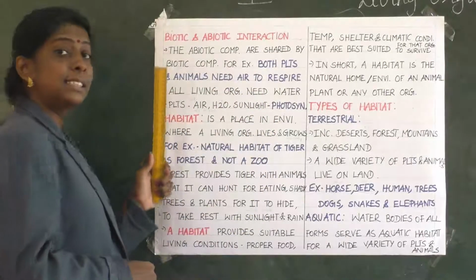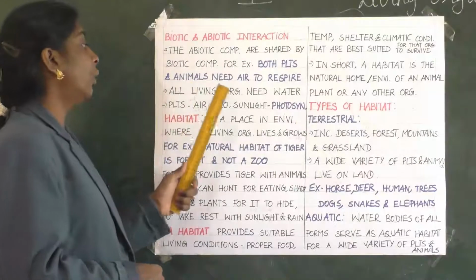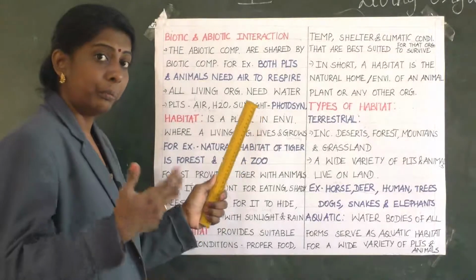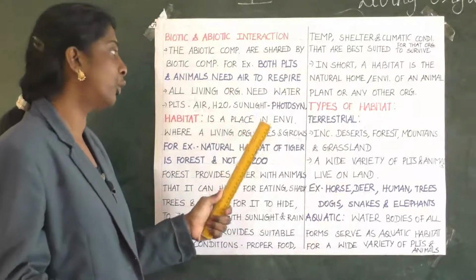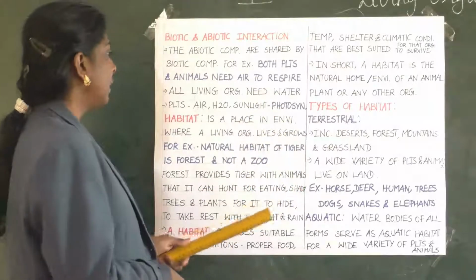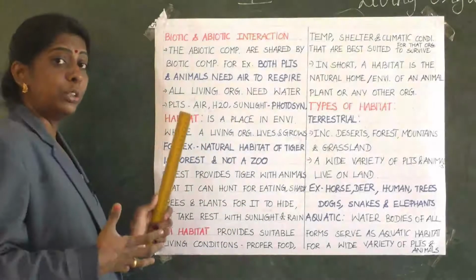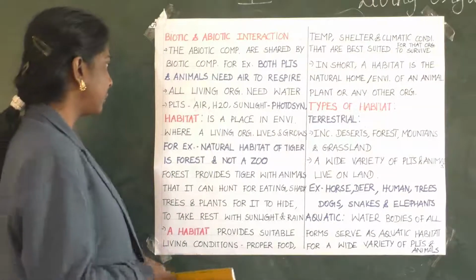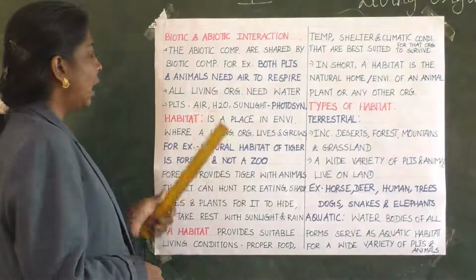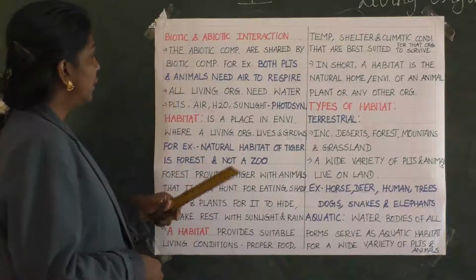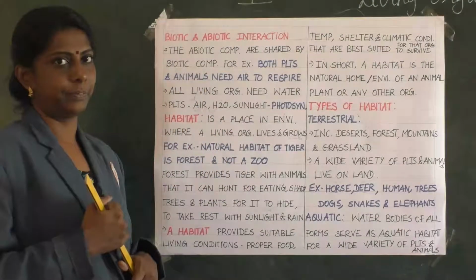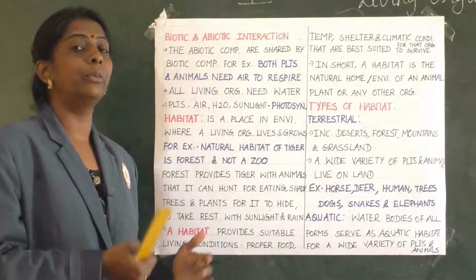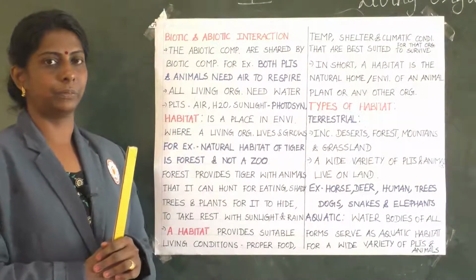Then plants need air, water, sunlight for what? For making food. What is that? Photosynthesis. Okay. Then plants also need soil to grow. Is it not? Yes. Now about habitat. We have learned till now biotic and biotic interaction and biotic and abiotic interaction.